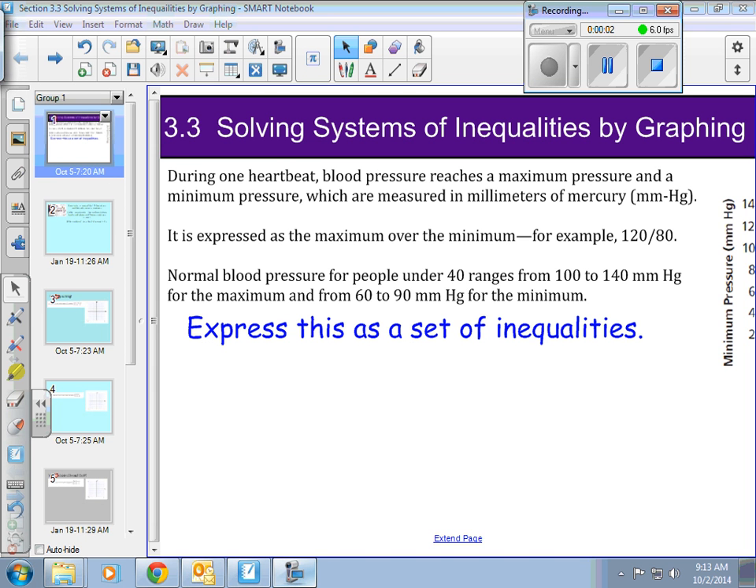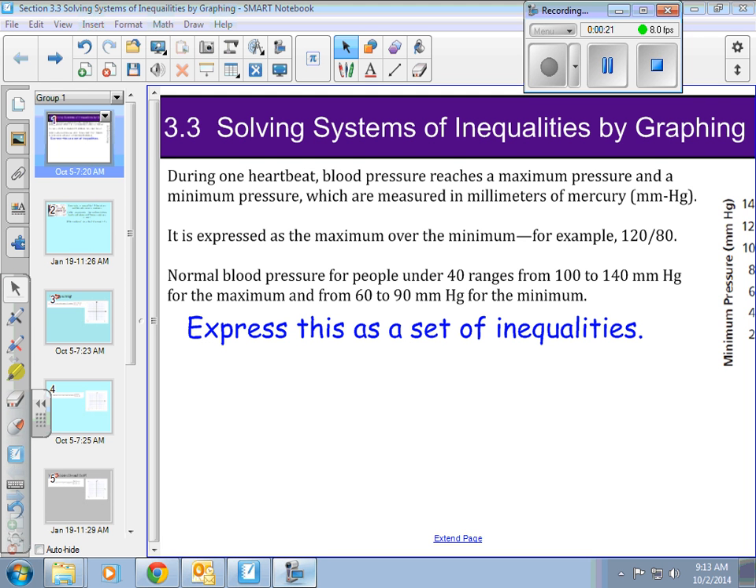Hi guys, today we're going to look at section 3.3, which is solving systems of inequalities by graphing. So far we've just been looking at systems of equations, so now we're going to put in inequalities. So your learning target for today is that you will be able to solve systems of inequalities by graphing. So we have an example here.